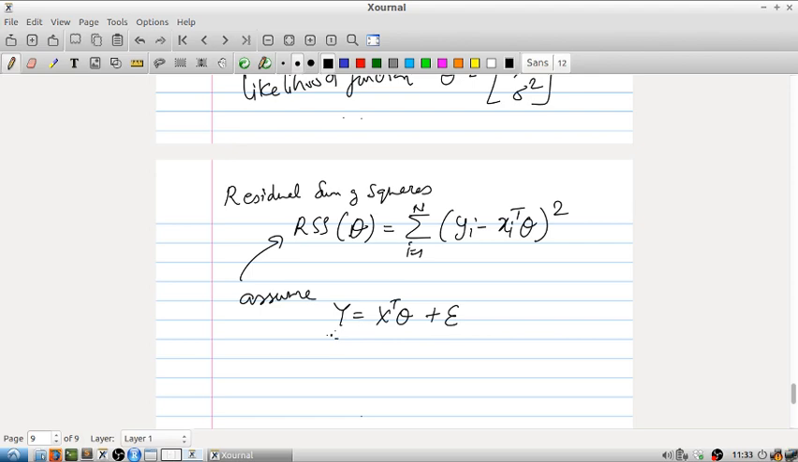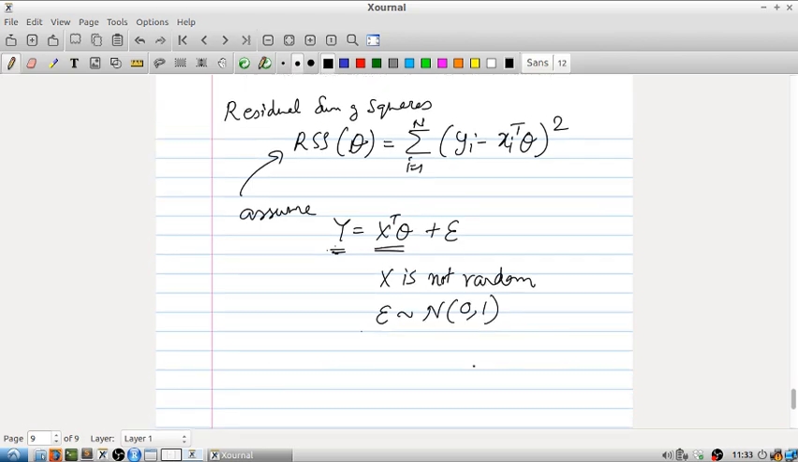So I'm going to assume that the output variable is actually related to the input variable through this transformation, plus some error, and I'm going to assume that x is not random, okay, and I'm going to assume that the error is, let's say, N(0,1) for simplicity. Okay.